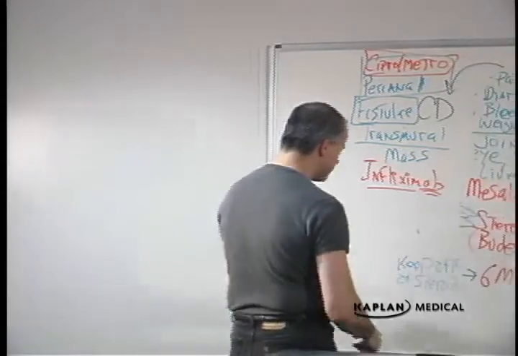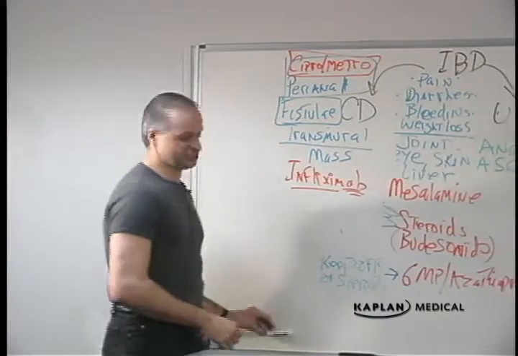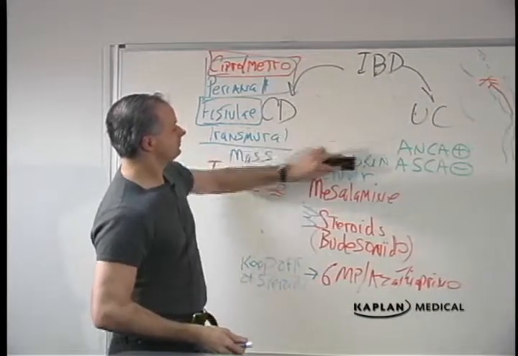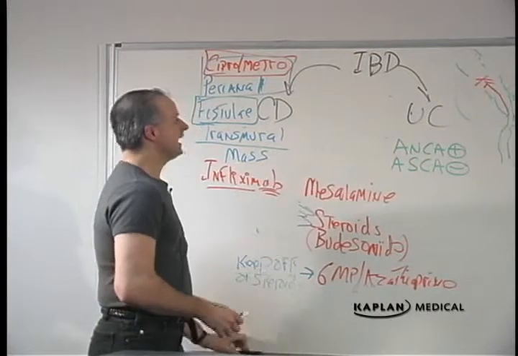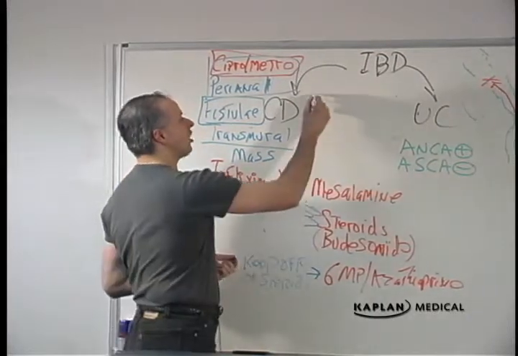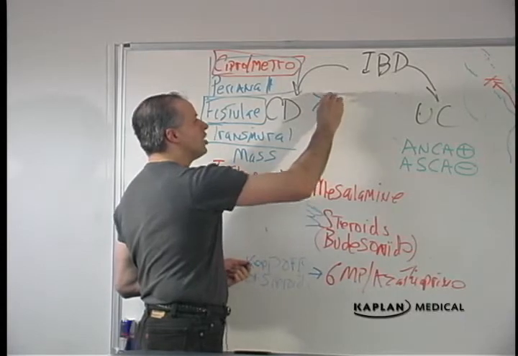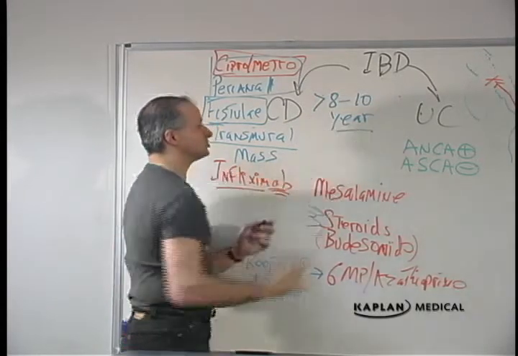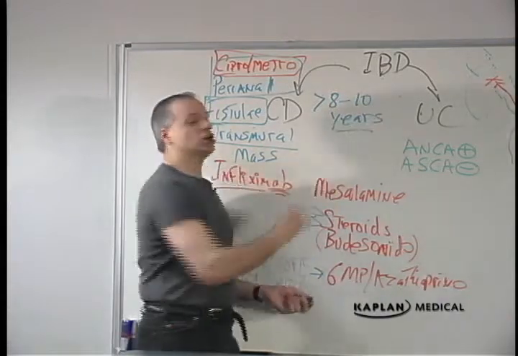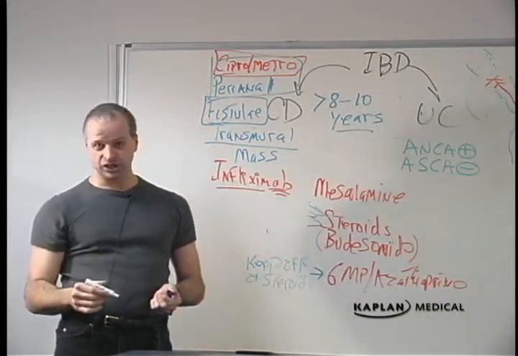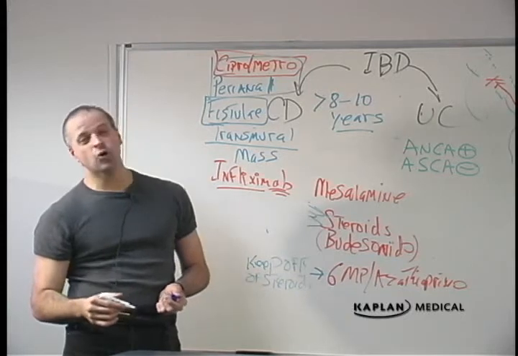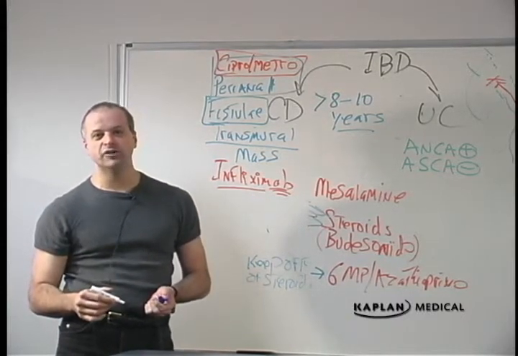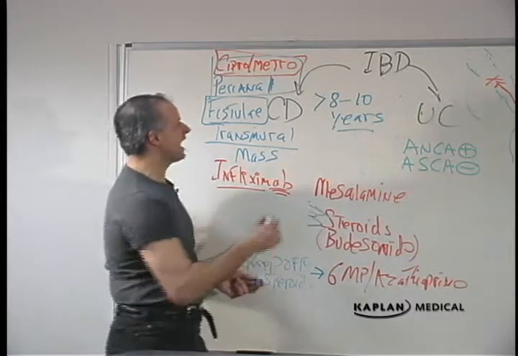Because it happens to be that both Crohn's disease and ulcerative colitis can cause colon cancer if they have involvement of the colon for greater than 8 to 10 years. If you have Crohn's that involves the colon, you can get cancer. Ulcerative colitis always involves the colon. But if you have Crohn's of the colon, you can have cancer.